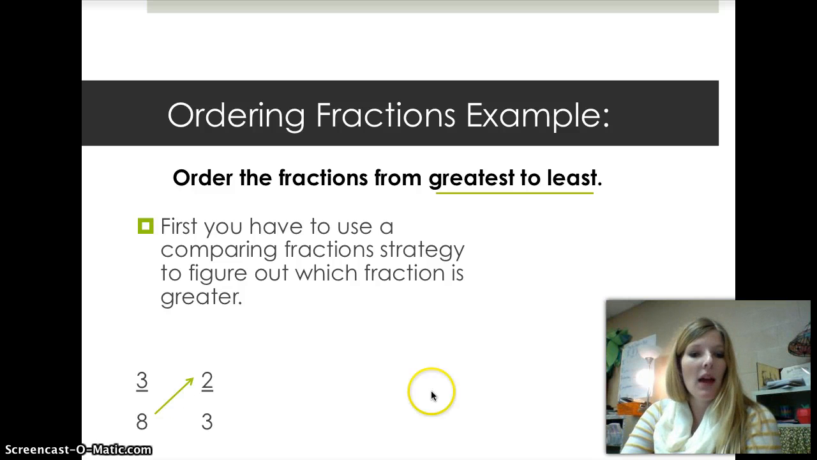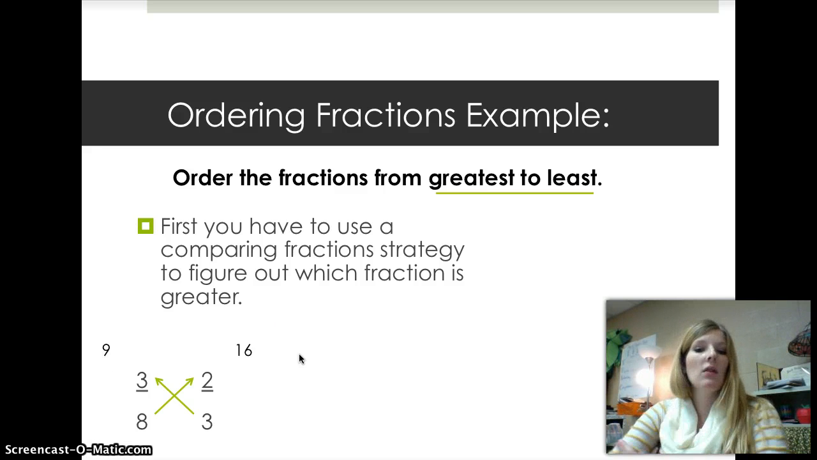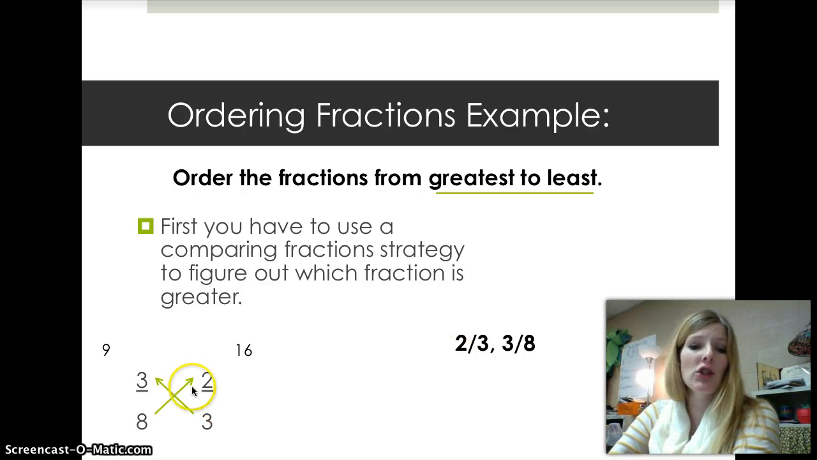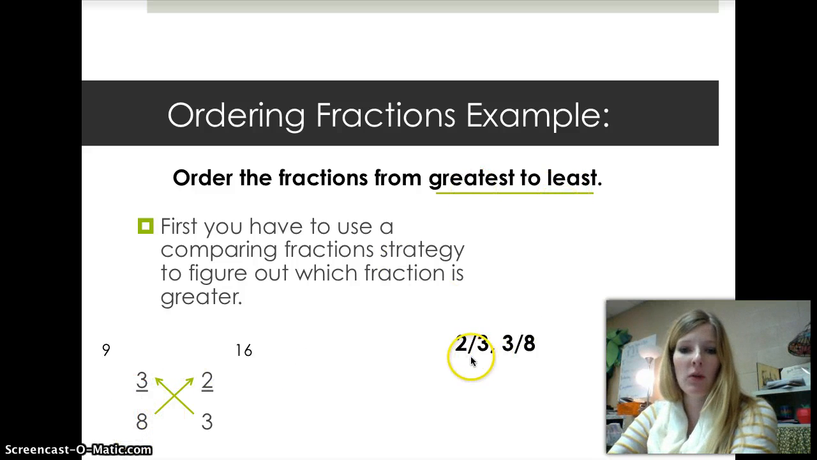Okay, so I'm going to do 8 times 2, crossing my multiplication. 8 times 2 equals 16. And then I'm going to do 3 times 3, which equals 9. So now I can see which number is bigger. Is it a 9 or 16? Hopefully you said 16 is bigger, which means that 2/3 is the greatest fraction, and then 3/8 is the least. So I'll put them in order: 2/3, 3/8.